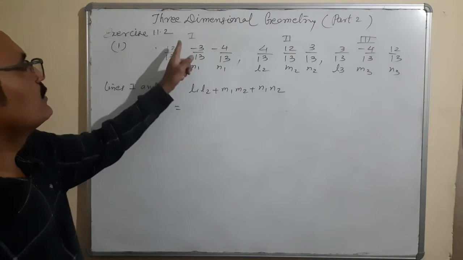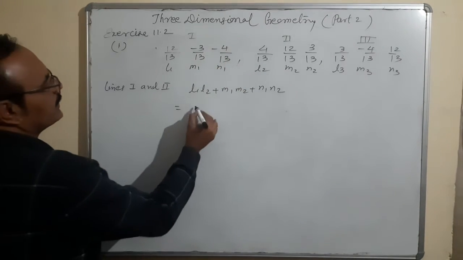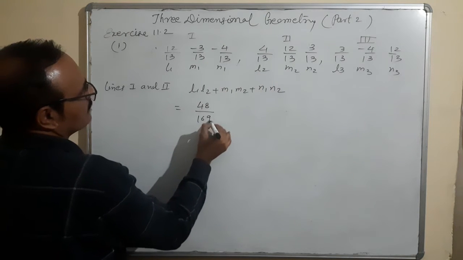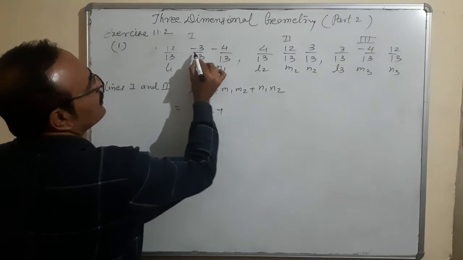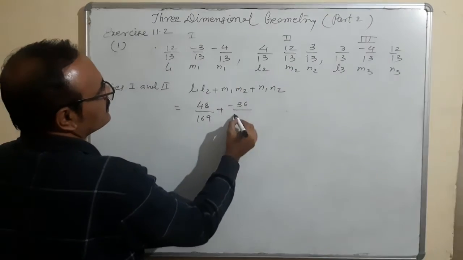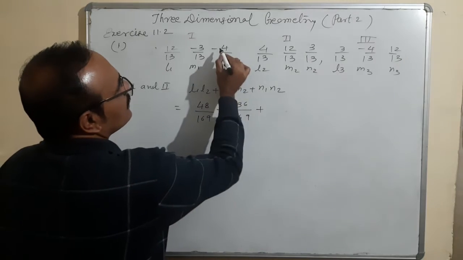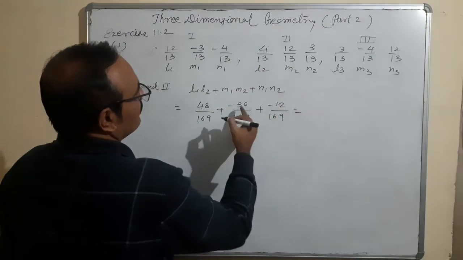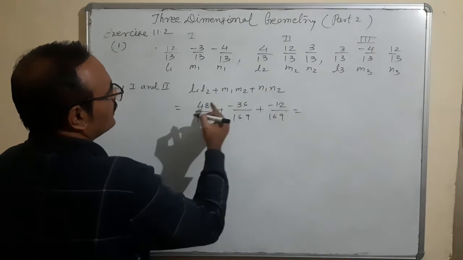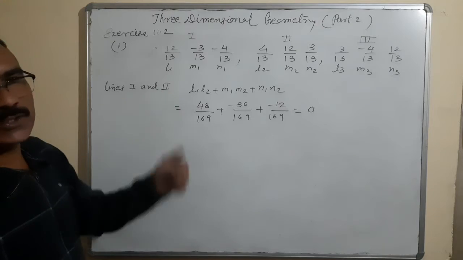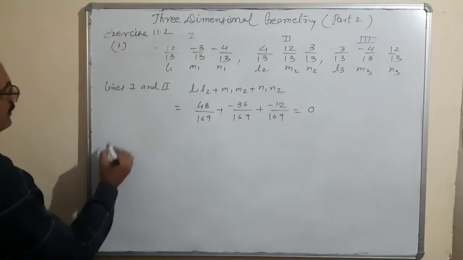L1 L2 is 12 times 4, 48 upon 169, plus M1 M2, minus 3 times 12, minus 36 upon 169, plus minus 12 upon 169. Minus 36 minus 12 is minus 48, plus 48, that is 0. What does it mean? Lines 1 and 2 are perpendicular.